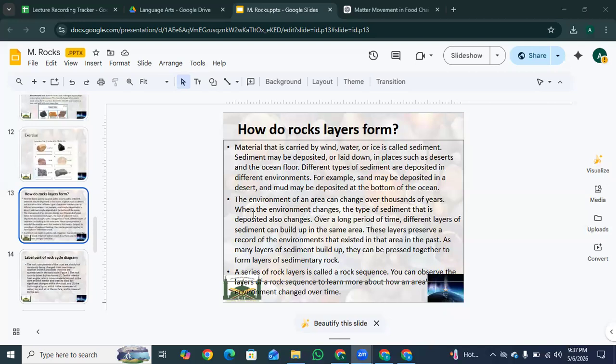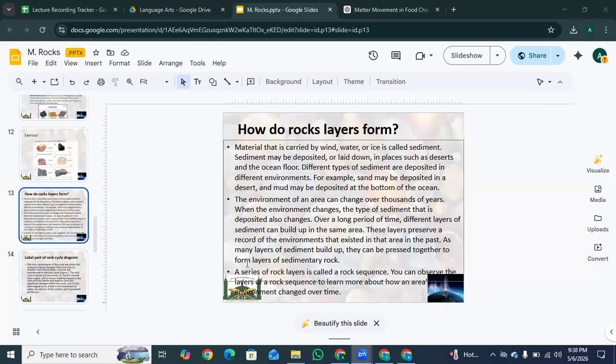So basically, imagine a desert where the wind piles up sand for 1,000 years. Now imagine that area turns into an ocean. Instead of sand, mud starts falling to the bottom. You now have a layer of mud sitting right on top of a layer of sand. Over millions of years, more and more layers pile up. So, a series of rock layers is called a rock sequence. You can observe the layers of a rock sequence to learn more about how an area's environment changed over time.